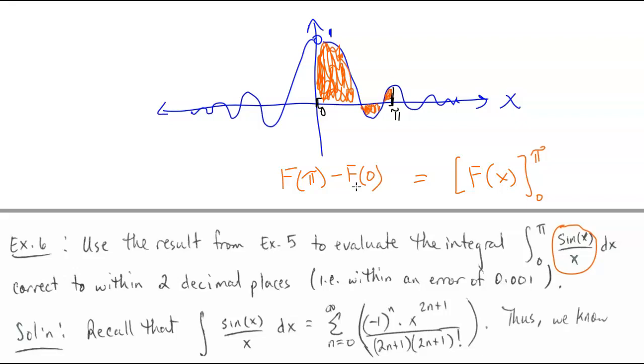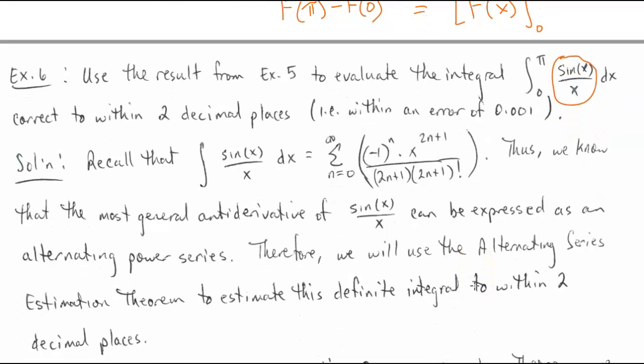And since we already have what the antiderivative of sine of x over x is in Maclaurin series form, we could just use that to accomplish our goal here, okay? So we know what the most general antiderivative of sine x over x is. We know that it can be expressed as an alternating series, like how we see here. And because of that, we're going to reach back and use the alternating series estimation theorem to estimate the actual value of this definite integral within 2 decimal places. So let's go ahead and get started on that.